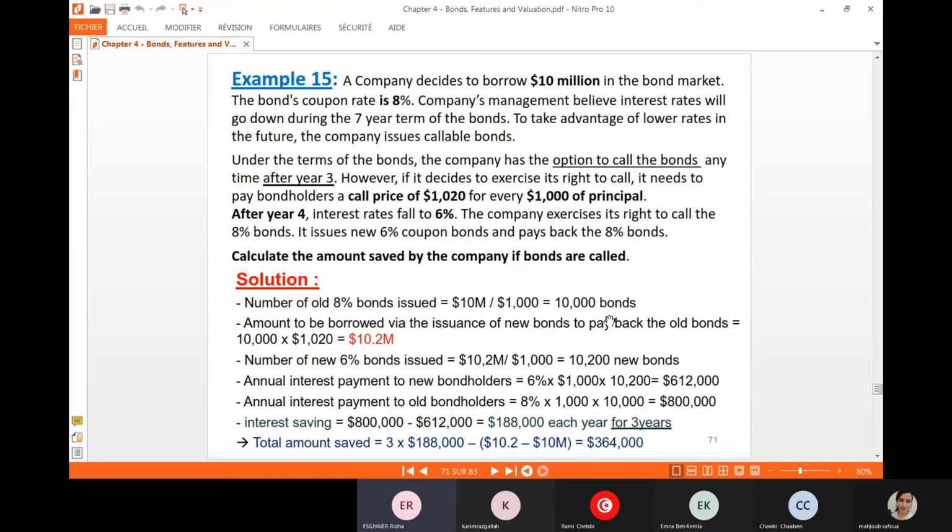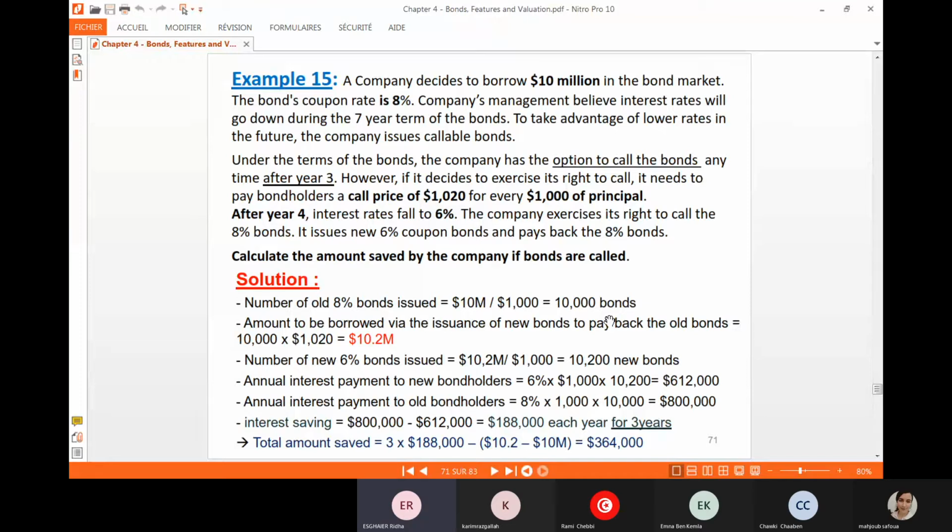The company's management believes interest rates will go down during the 7-year term of the bond. So they said, since we expect that the interest rates will drop, let's issue a callable bond, a bond with a call provision, to take advantage of potential lower rates in the future. Under the terms of the bond, the company has the option to call the bonds, to reimburse the bond, to buy back the bonds from the bondholders any time after year 3.